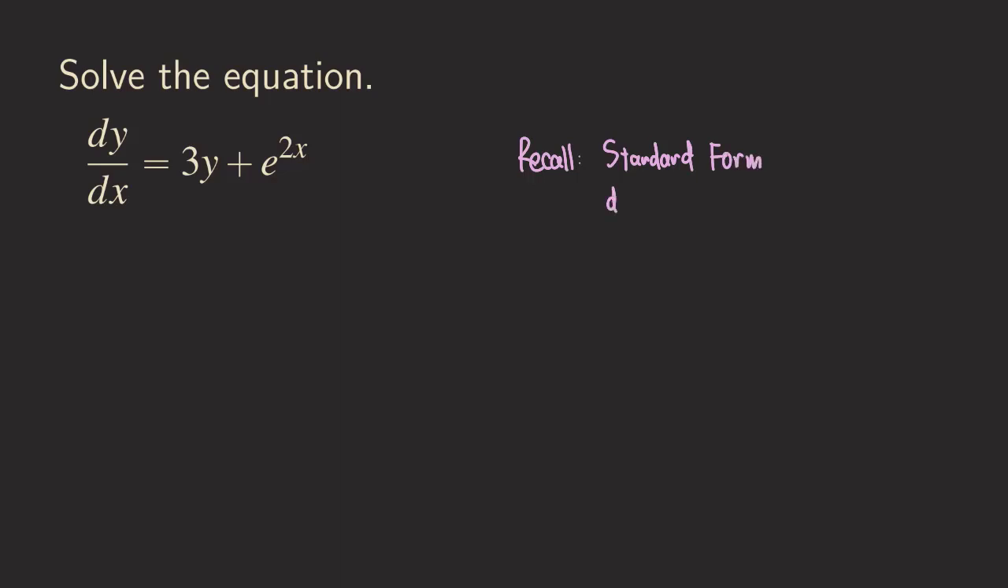It would be dy over dx plus p of x times y equals q of x. As you can see, this is almost in the standard form. All we need to do is to move the 3y to the left side of the equation, and then we can get it into the standard form. So let's do that, because once we do that, we can start solving this equation.